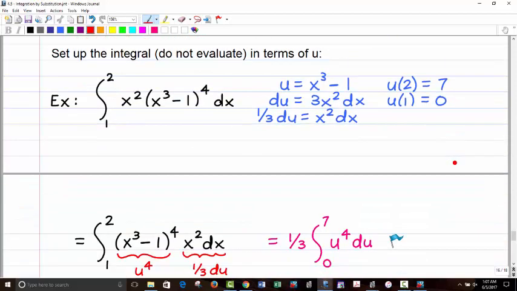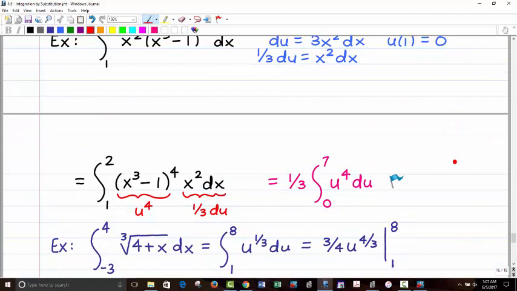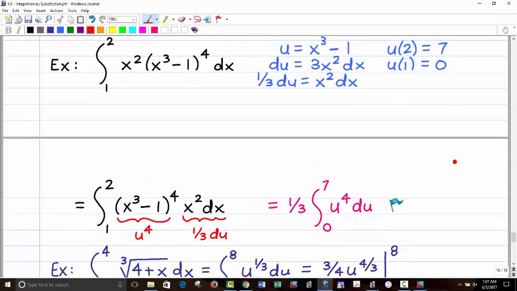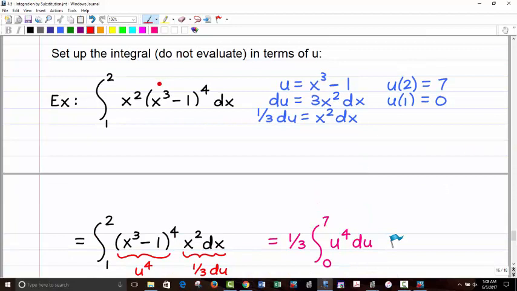Now here's one that I have as set up, do not evaluate. I don't know why I did that, but that's okay. I could have easily just finished the problem. It wouldn't have been that difficult. It's going to be a very large number, though, because you're going to have 7 to the 5th power involved there. But that's good practice, though. Obviously, once you get the setup, it shouldn't be too hard to integrate once you get it converted to u.